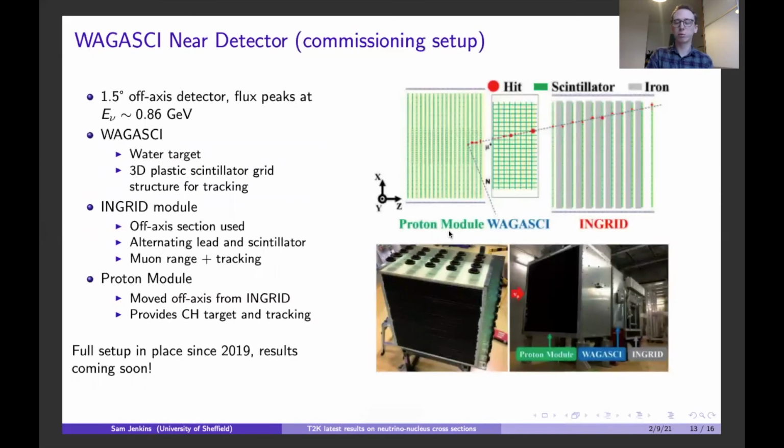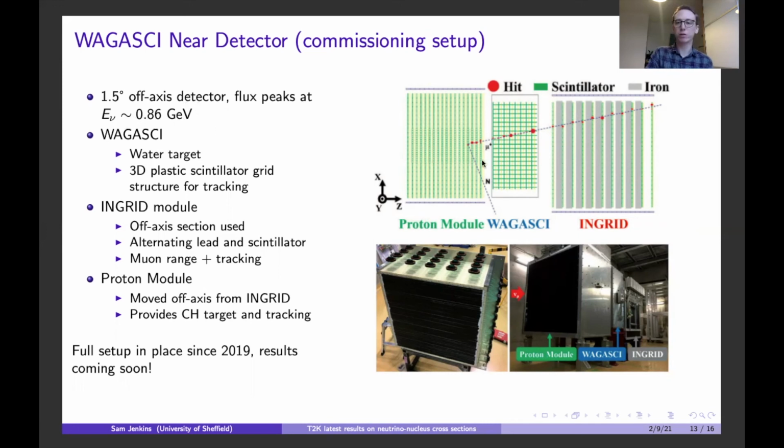Instead, looking at one of the different off-axis detectors, we have the WAGASCI detector, and here I'm going to just describe the commissioning setup that was first used for measurements. So WAGASCI is a 1.5 degree off-axis detector, so this means that the flux peaks slightly higher at a neutrino energy of roughly 0.86 GeV.